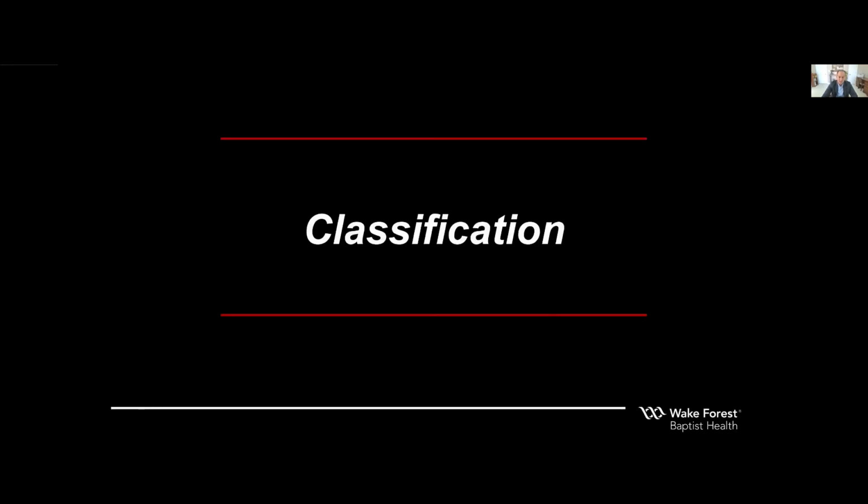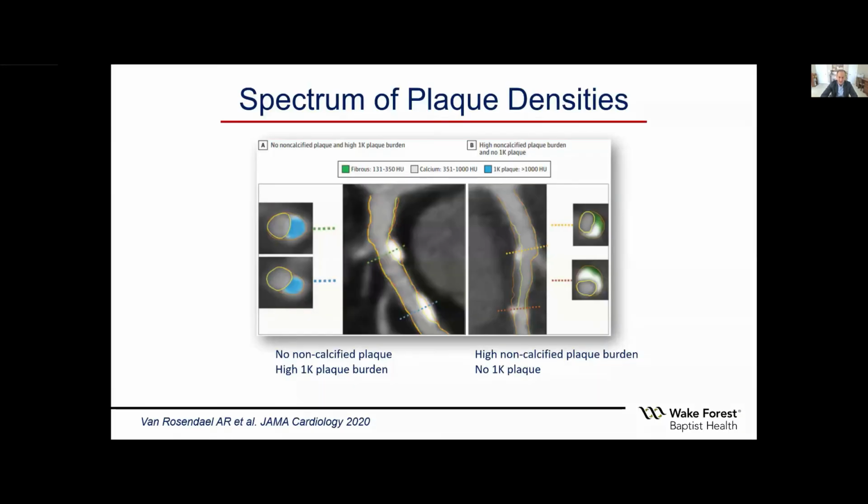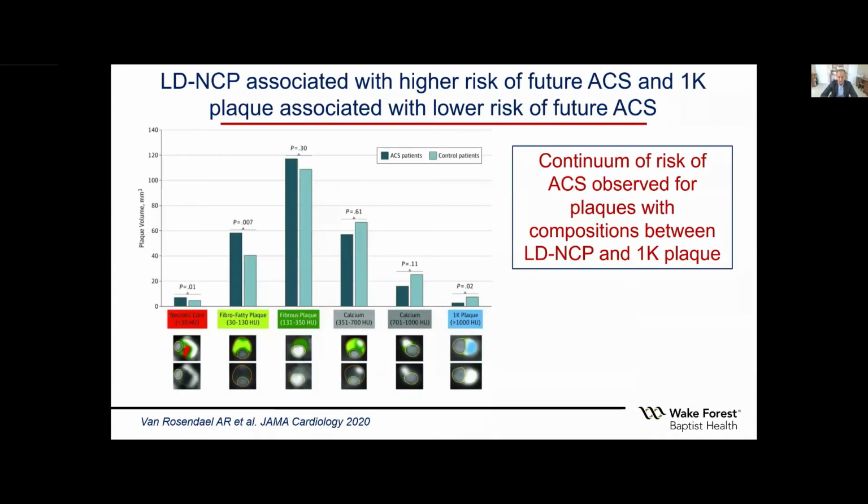What about classification? We know that there's more to plaque than simply the amount of absolute plaque that's in the coronary arteries. And there's a full spectrum of plaque densities, so that on the left, you can have the very highly densely calcified plaque, the so-called 1K plaque, and on the right, the non-calcified plaque. And these are associated with different risk profiles and different risk for future events.